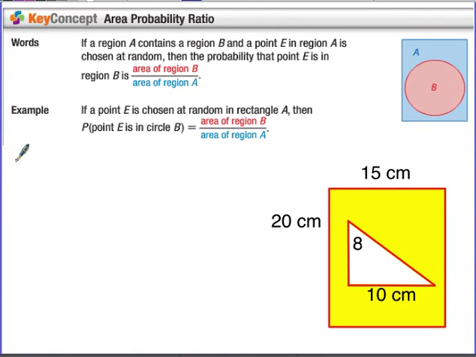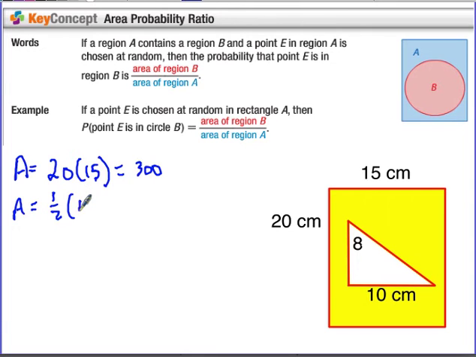So the area of the rectangle is just 20 times 15, which would be 300. And then the area of the triangle is 1/2 base times height. That's 80 divided by 2 would be 40.